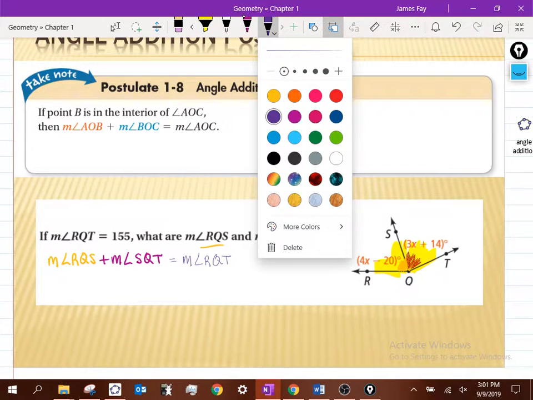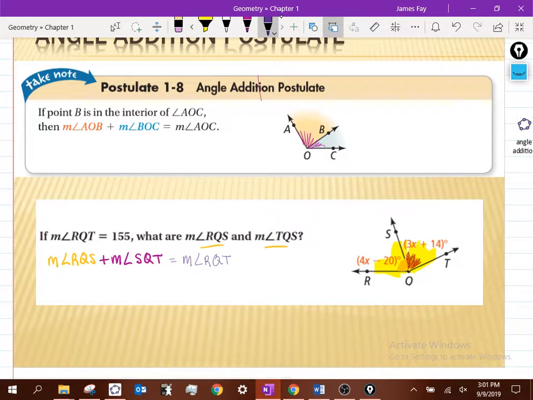A lot of times I like to color code things, but I think visually it makes a little bit more sense to see it that way. So here we had that orange angle, which is 4x minus 20 when I substitute. The purple angle, when I substitute, that was 3x plus 14. It's angle addition, so that's going to be a plus sign between them, is equal to RQT. Now RQT, it's not in the graphic, right? It's not in the picture. What is RQT? 155. So a lot of times, one of your components is going to come from the directions.